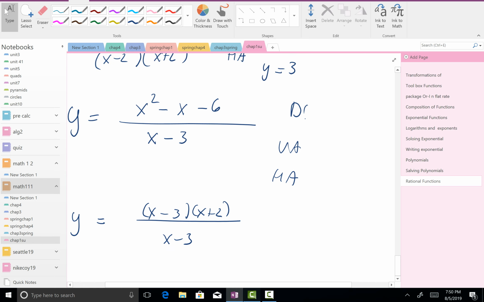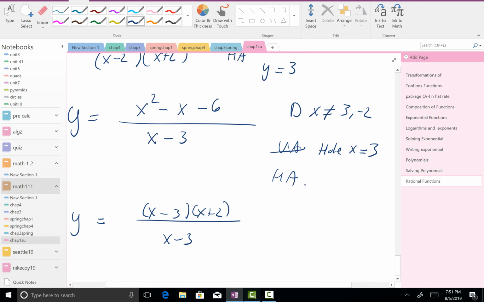What can our domain be? Domain cannot be 3 and negative 2. Okay? What do we have in this? Do we have a vertical asymptote? Yes or no? No. No vertical asymptote. Okay? What do we have instead? We have a hole. Where at? 3. Very good. Okay, that's the thing that's canceling out. The x minus 3's are canceling, so that's where a hole is.